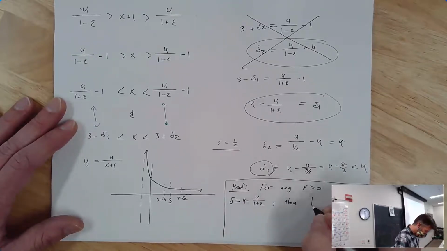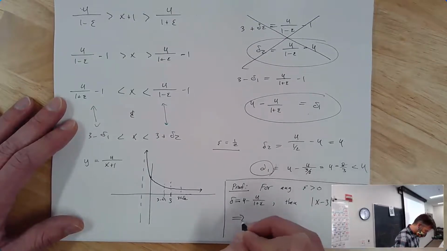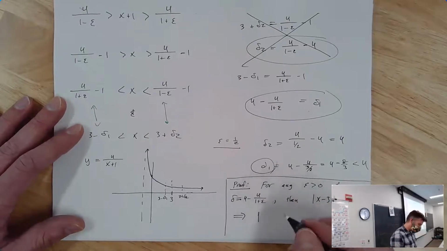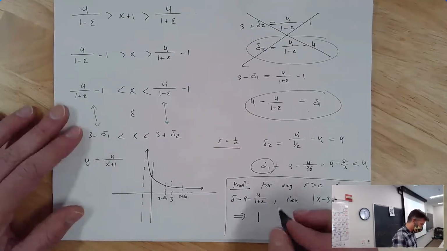Then the absolute value of x minus 3 less than delta implies that the absolute value of, I don't like to write f of x minus L, but some people do. I would actually like to write the function, which was.